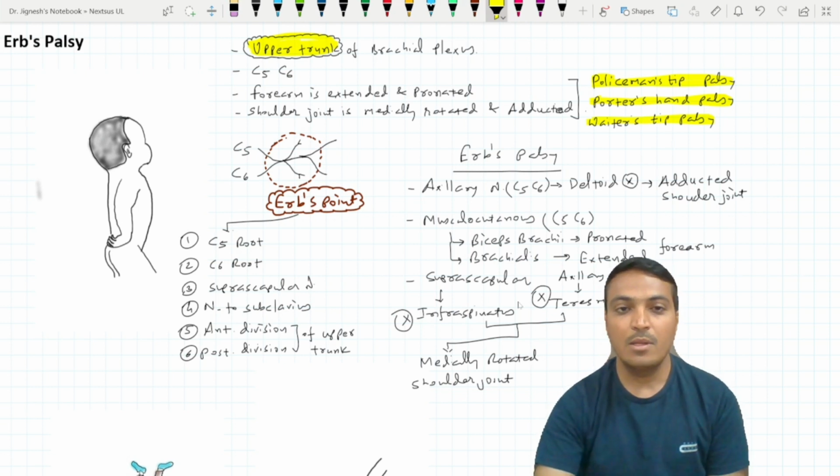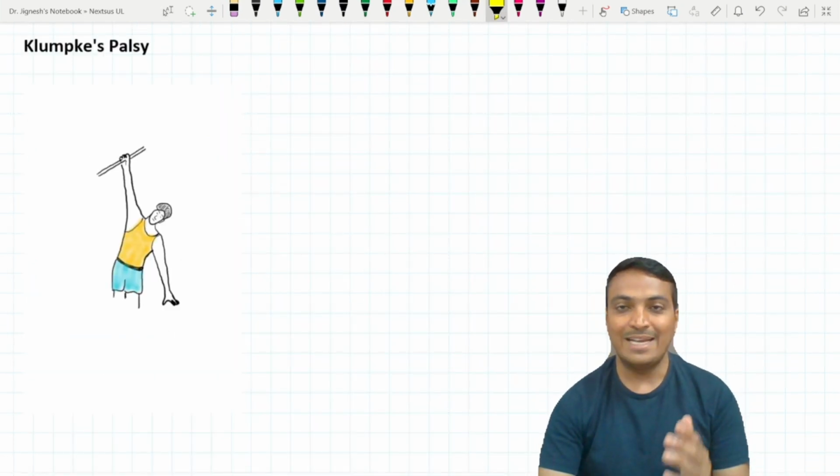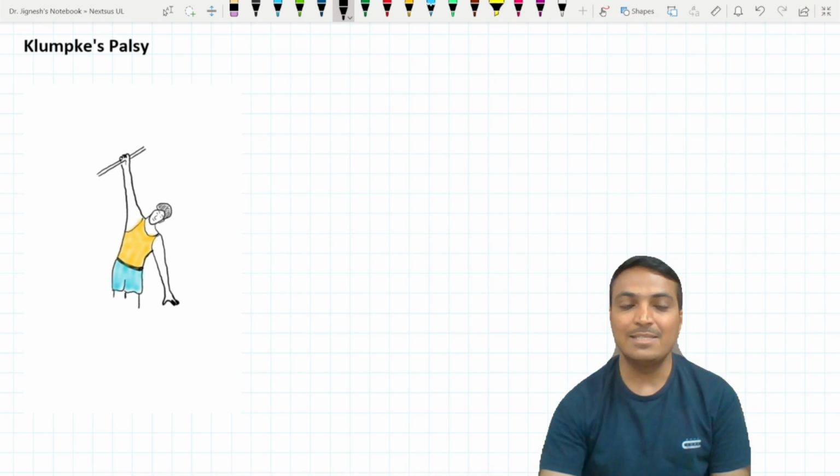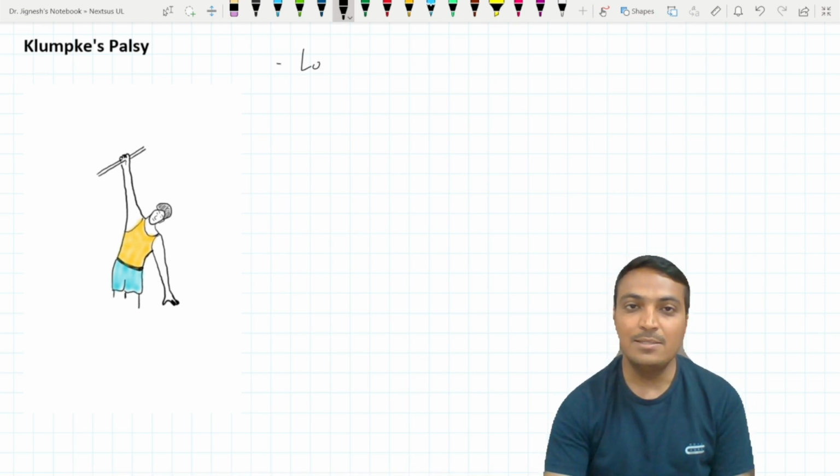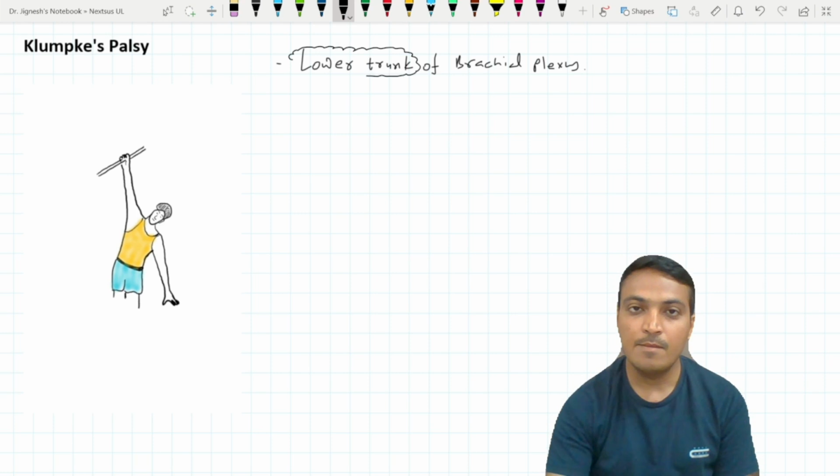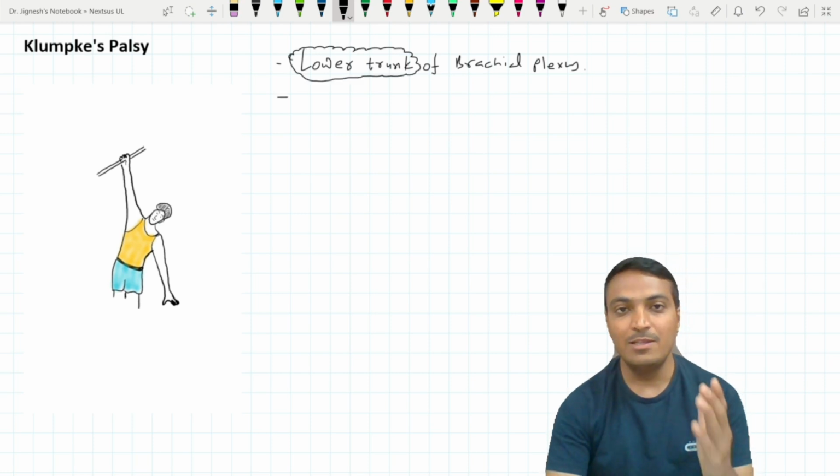Now let's move on to the second important palsy of the brachial plexus, and that is called Klumpke's palsy. This Klumpke's palsy occurs because of the injury to the lower trunk of the brachial plexus. So the roots involved with the lower trunk of the brachial plexus are C8 and T1.